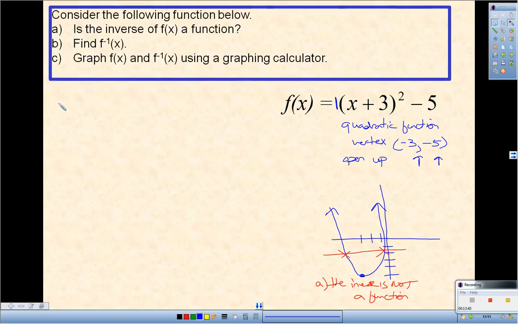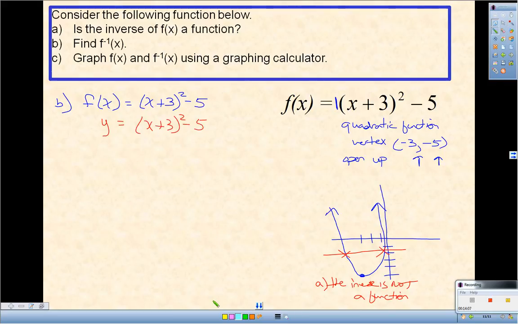All right, so now what I'm going to do is part B. I'm going to show you algebraically how we can actually calculate the inverse. So here's my original function, f of x equals (x plus 3) squared minus 5. The way that you find the inverse is all procedure-based, just steps. What we'll do first is just rewrite f of x as y. We just know that f of x and y are interchangeable. They mean the same thing.